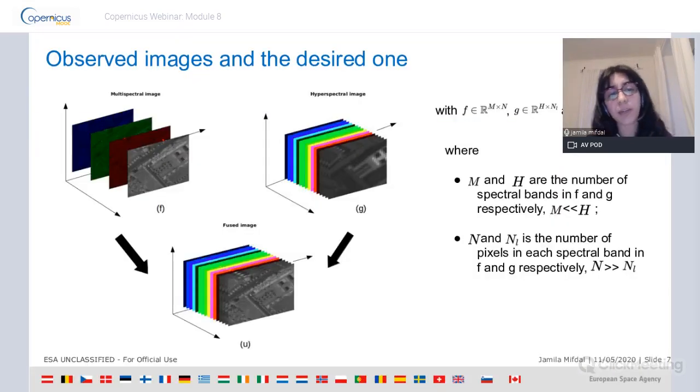Okay, so here I have a small scheme of two images. I have the multispectral one, which has 4 bands and a good spatial resolution. This image is named F. Big M is the number of bands and big N is the number of pixels. And we have a hyperspectral image named G, which has big H number of bands and NL number of pixels. The goal is to fuse these two images in order to have an image U that has big H number of bands and big N number of pixels.